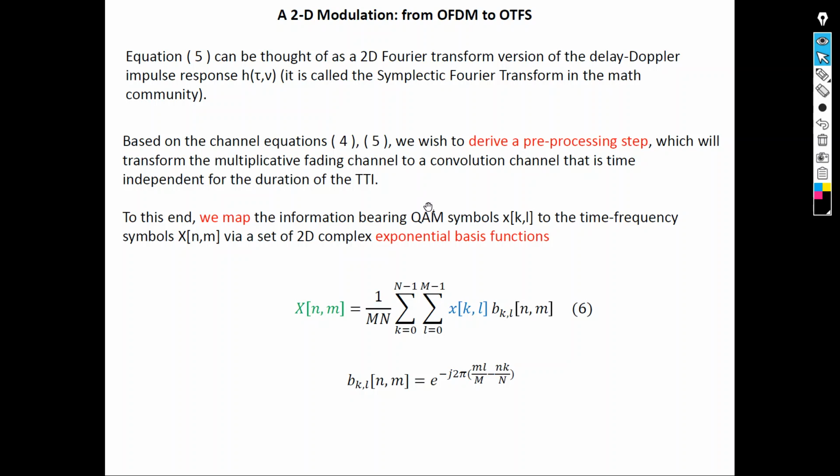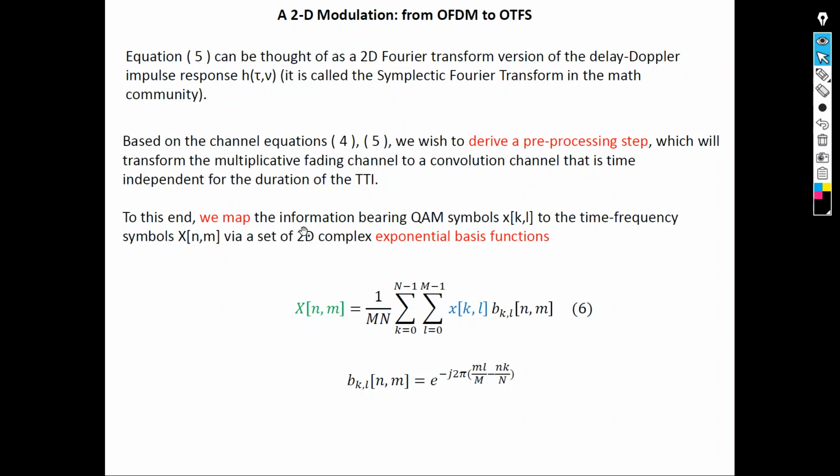Based on the channel equations 4 and 5, we wish to derive a pre-processing step now. Now we understood the channel, how the channel is in delay Doppler, how the channel is in the time-frequency domain. Now we will derive a pre-processing step that can compensate the effect of the channel on the data that we transmit, and make sure that it's independent of the duration of the TTI.